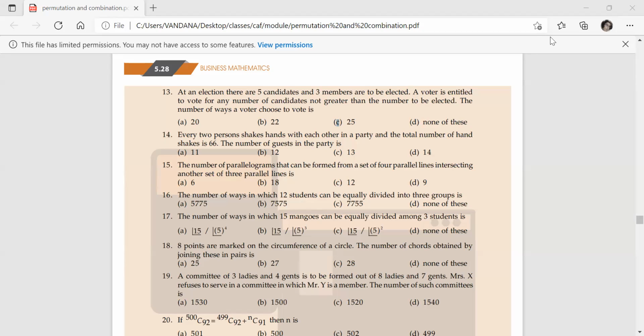Sum number 15, the number of parallelograms that can be formed from a set of 4 parallel lines intersecting a set of 3 parallel lines.